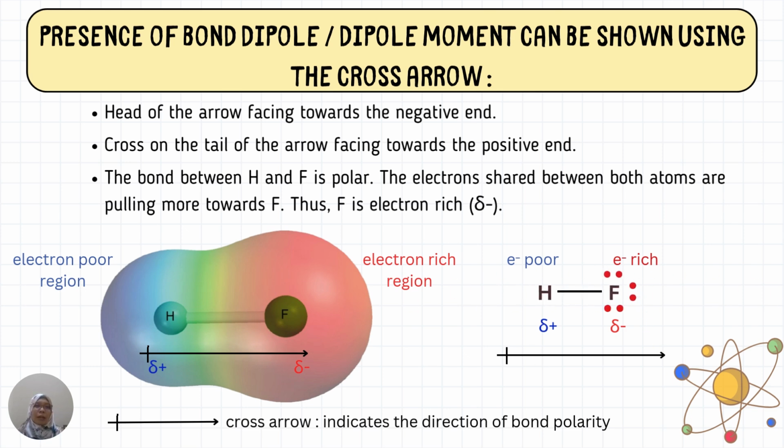The presence of a bond dipole or dipole moment can be shown using the cross arrow. How do you do this? You draw the head of the arrow facing towards the negative end, while the cross on the tail will face towards the positive end. Down here is a very good example. The bond between hydrogen and fluorine is polar. The electrons shared between both atoms are pulled more towards the fluorine. Therefore, fluorine is considered the electron-rich region, whereas hydrogen will be the electron-poor region.